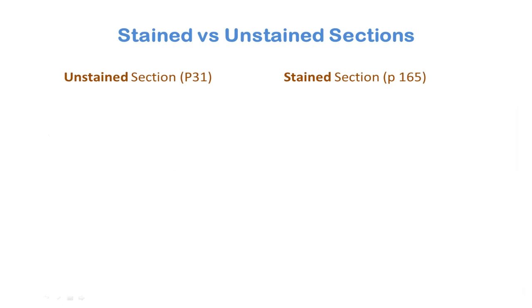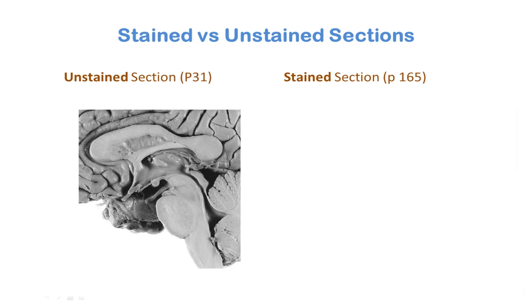So now let's compare stained versus unstained sections. In the first example here on the left-hand side, we have an unstained section. This is what we call our mid-sagittal cross-section. Again, this was a section right down the middle, dividing left to right, and what we see here is from page 31 of your textbook. The structure I'd like for you to focus on is this structure here, and you can see that it is predominantly lighter compared to the other sections. This structure is known as the corpus callosum.